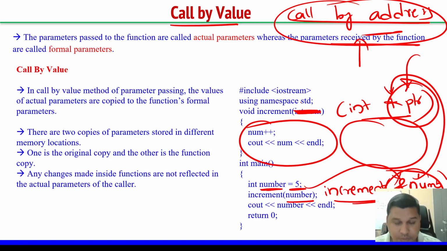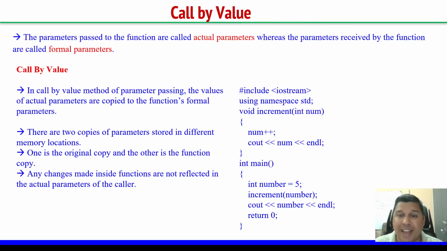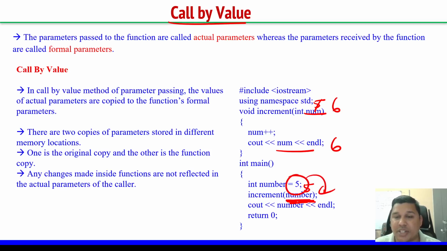Okay. If you see call by value, we are sending the name of the variable, the value directly. Number means 5. I am sending 5. This 5 is received in this new variable num. So num plus plus means num value becomes 6. And I am printing the value as 6. Okay. In call by value, we send the value directly, we don't send anything else. We pass the actual value 5.